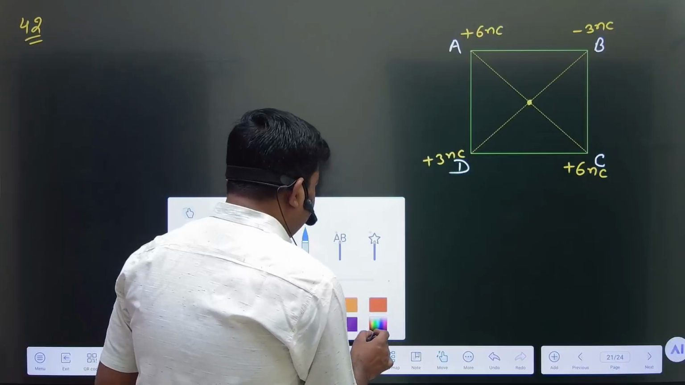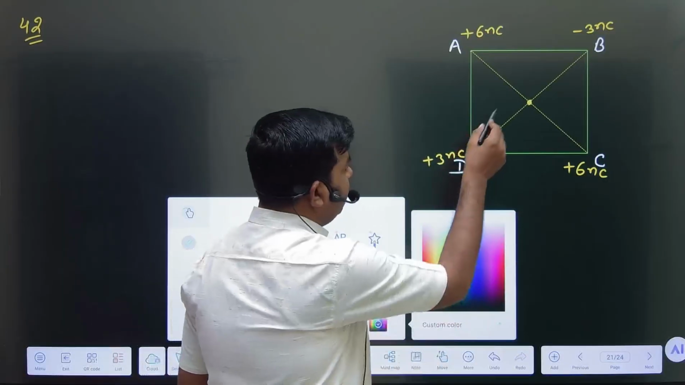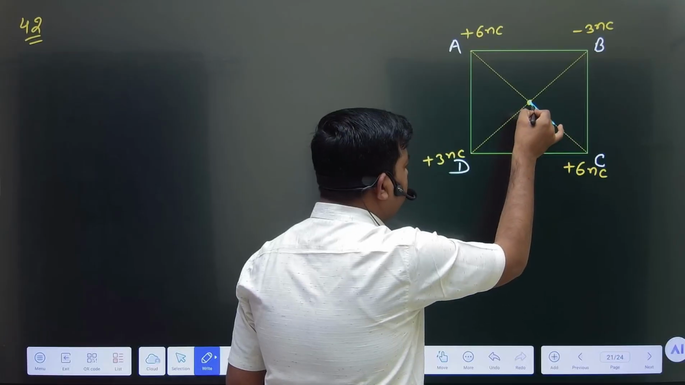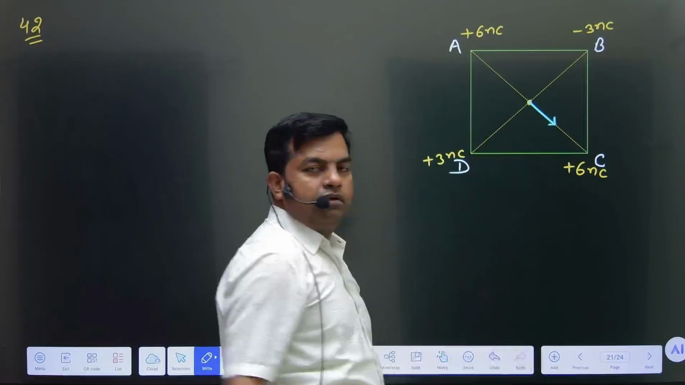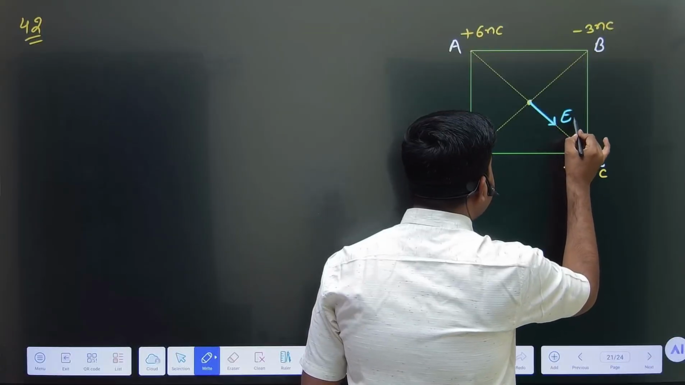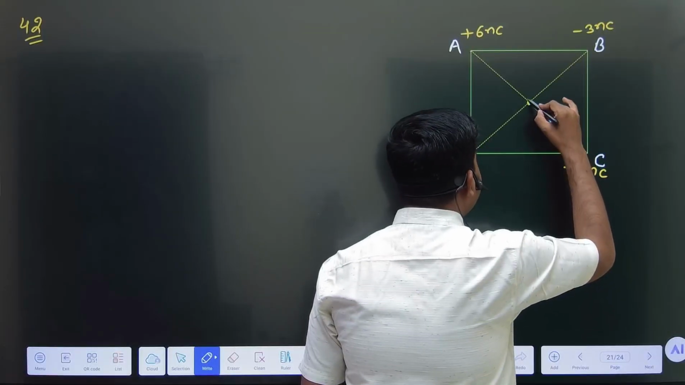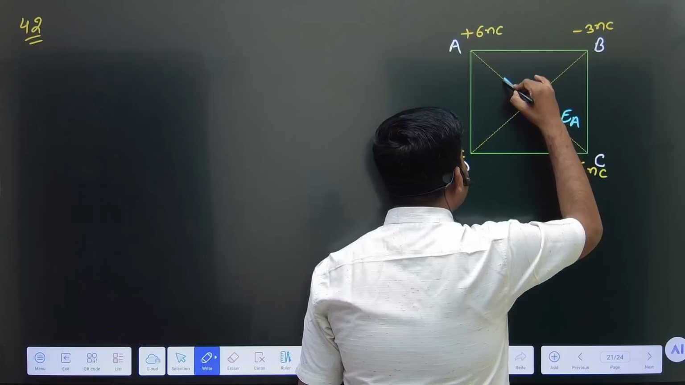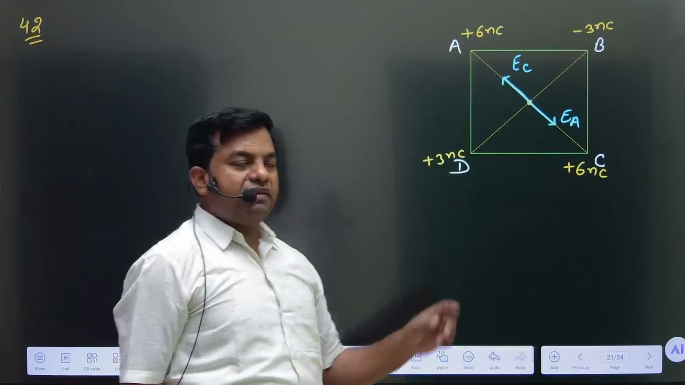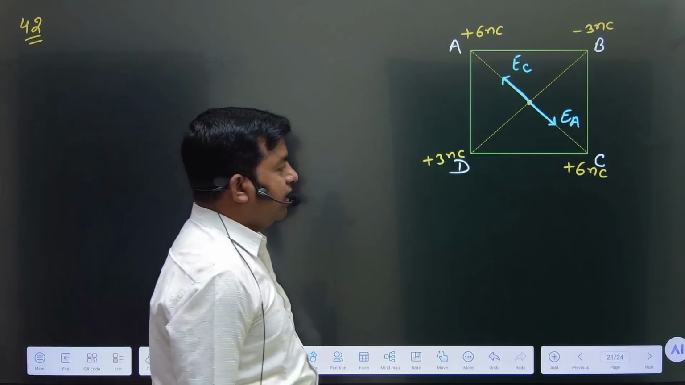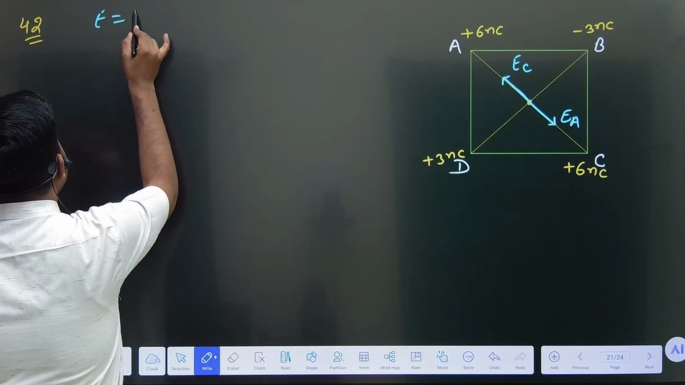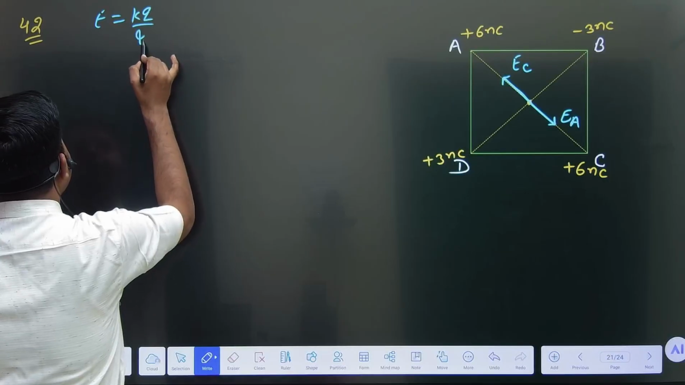When we calculate the electric field at the center, we know that electric field intensity is a vector quantity and its direction is always away from the positive charge. So let's say this is EA, and due to this charge the electric field is also away. This is EC. Both of the fields are equal in magnitude and opposite in direction. Why are they equal in magnitude? Because the electric field is E equal to KQ by R square.